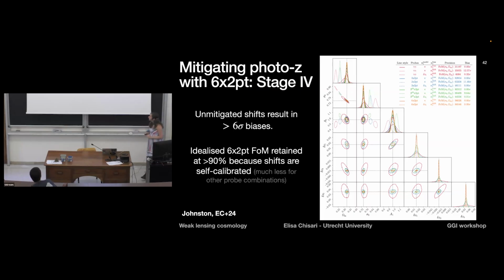For stage 4, this looks very promising because a 6x2 point cross correlation retains about 90% of the idealized figure of merit if you didn't have any redshift errors. So it's really capturing the redshifts much better. So it mitigates any biases that you might have in your redshift calibration by adding more data.